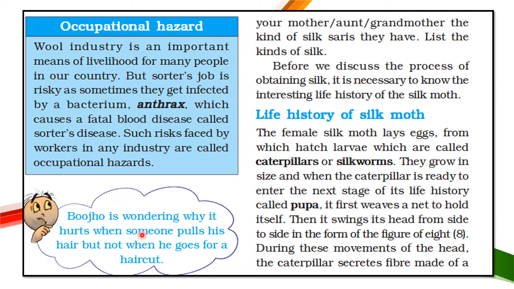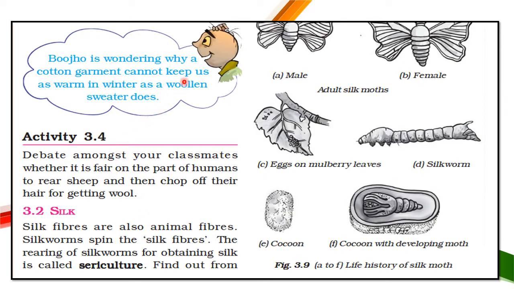Now we'll move on to this cloud. Bujo is wondering why it hurts when someone pulls his hair, but not when he goes for a haircut. Now think and see. Bujo is wondering why a cotton garment cannot keep us warm in winter as a woolen sweater does. Activity 3.4. Debate among your classmates whether it is fair on the part of humans to rear sheep and then chop off their hair for getting wool.